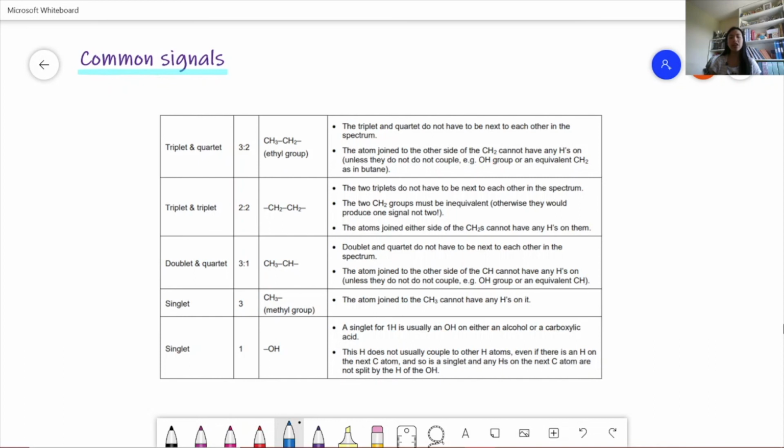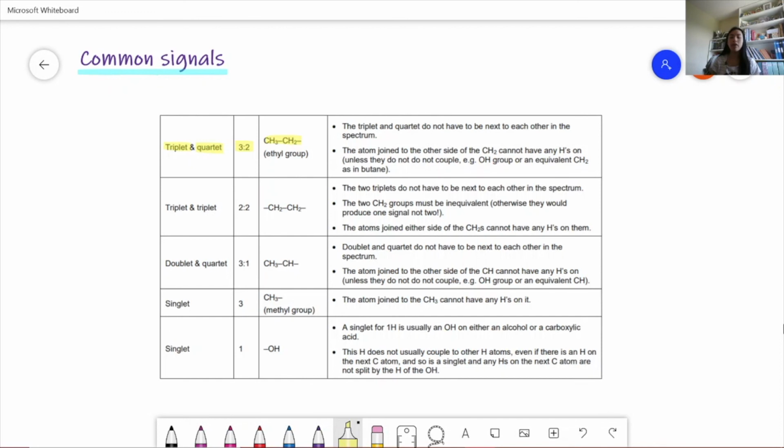You'll also need to know how to predict the structure of compounds using its NMR spectrum. And so firstly, we're going to look at some common signals that you can look out for that will make it a bit easier for you to find the structure. So firstly, we're going to look at the ethyl group. And how to identify that you have an ethyl group as part of a compound is that you'll get a triplet peak and a quartet peak. And this will be in a ratio of 3 to 2.